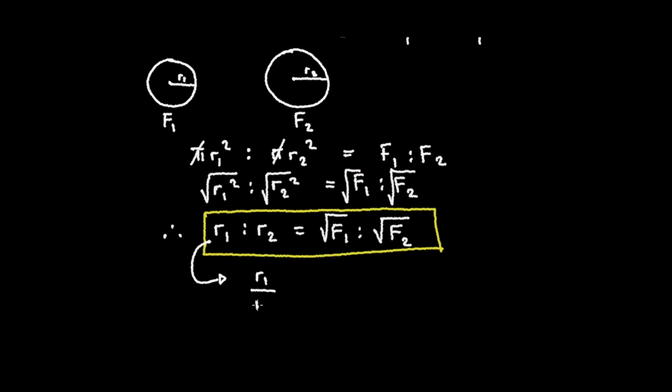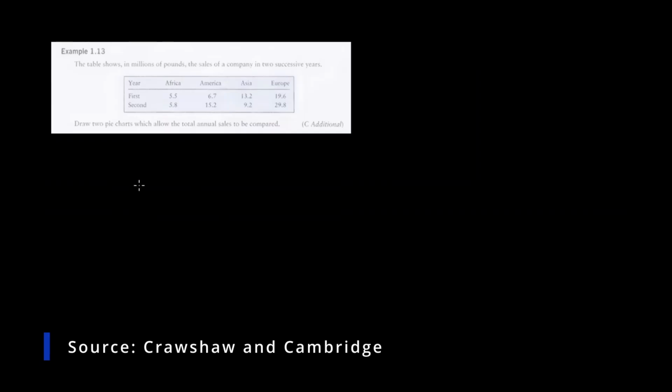r1 over r2, we interpret as the ratio, is equal to the square root of f1 over the square root of f2. That is how it is done. What we want to do now is take a Cambridge question which we want to use as our practice question for this lesson. This is our question.